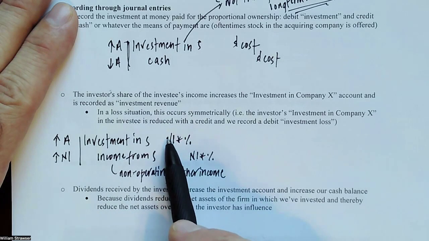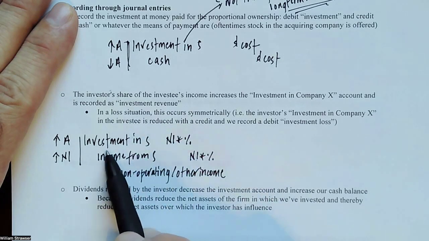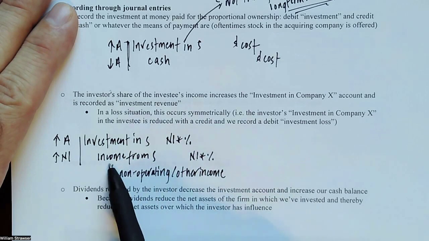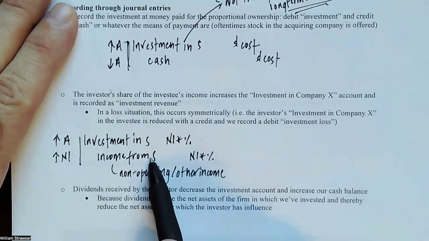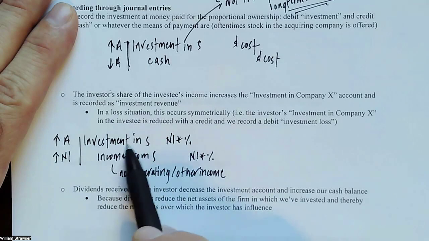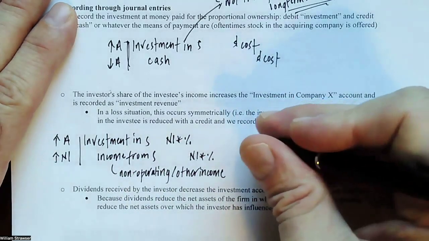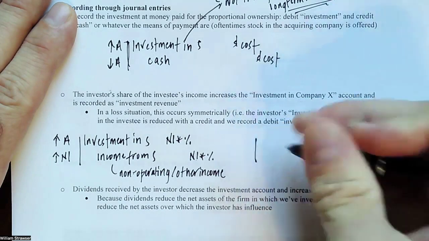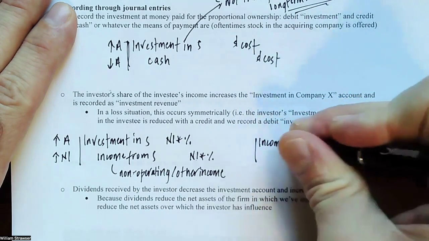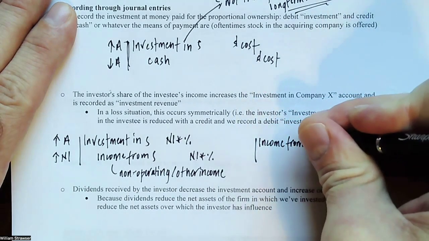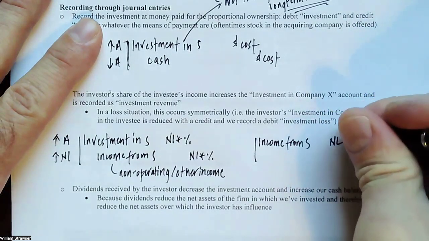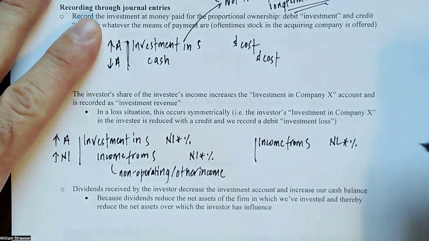Since net income is increasing the net assets of my investee, it also shifts and increases my investment in S. We record that income from the subsidiary as well to show the income effect of that increase in our investment in S. If there's a net loss, then the same but the opposite happens. We have a debit to our income from S for the amount of the net loss times the percent ownership.